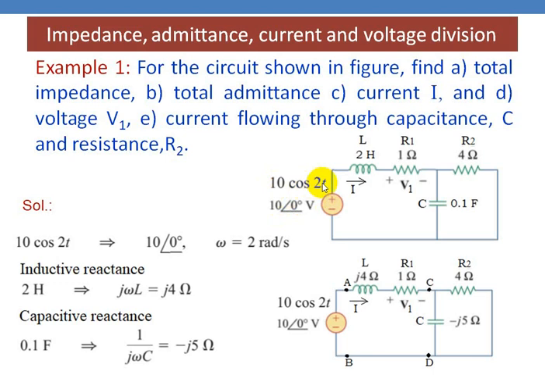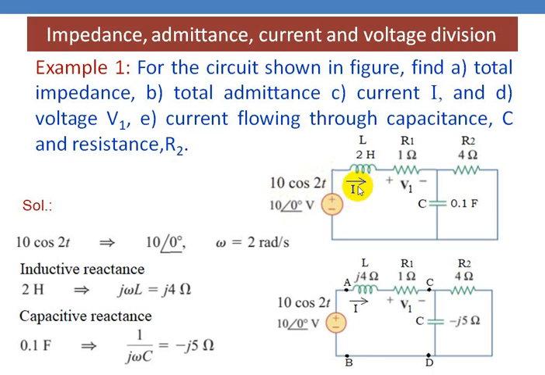So 10 cos omega t is the voltage in time domain. When you write in polar form, you should write it as 10 at an angle 0 degree. Normally we write 10 cos of 2t plus theta. In this case theta is 0, so therefore we are writing here 0 degree. And this is the current you are asked to find out.